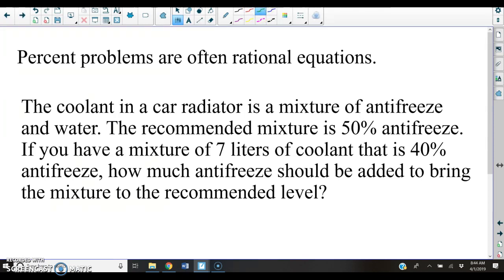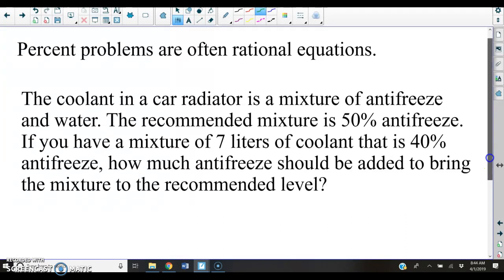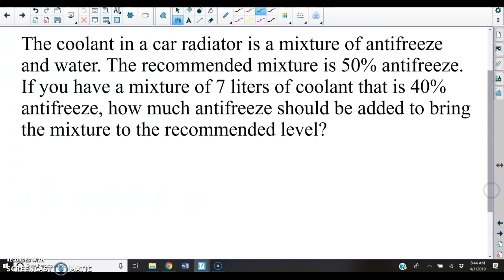Percent problems are often rational equations. Okay. A coolant in a radiator is a mixture of antifreeze and water. The recommended mixture is 50% antifreeze. You have a mixture of 7 liters of coolant that is 40% antifreeze. How much antifreeze should be added to bring the mixture to the recommended level?